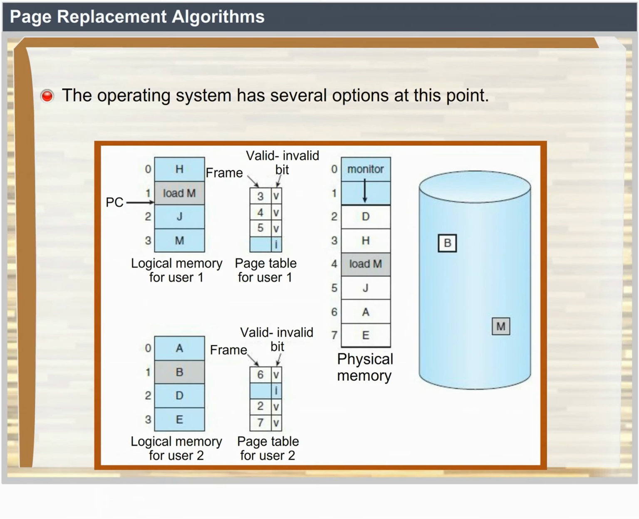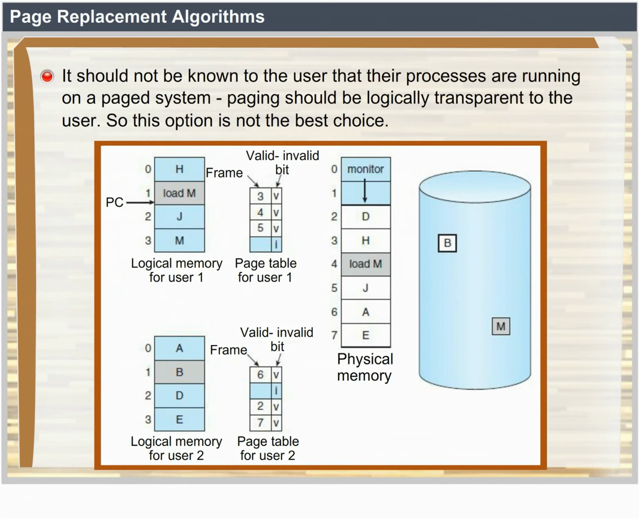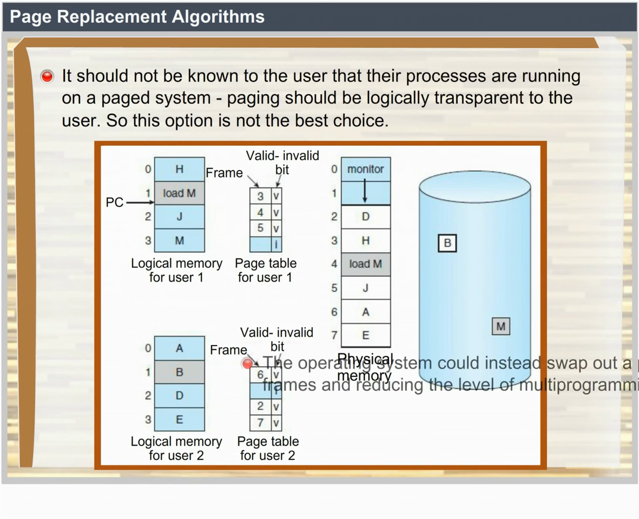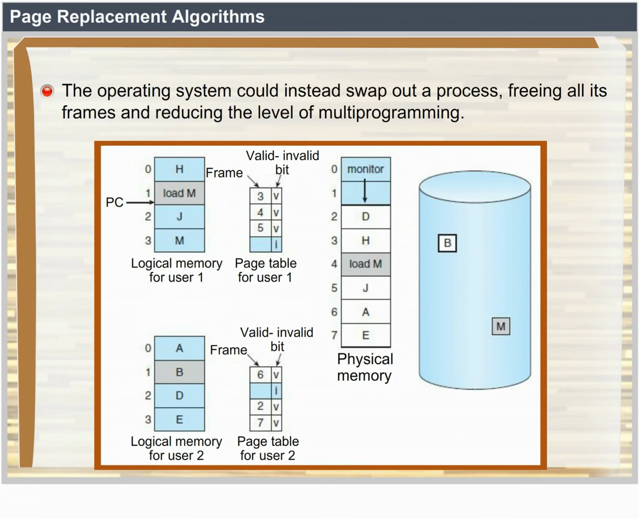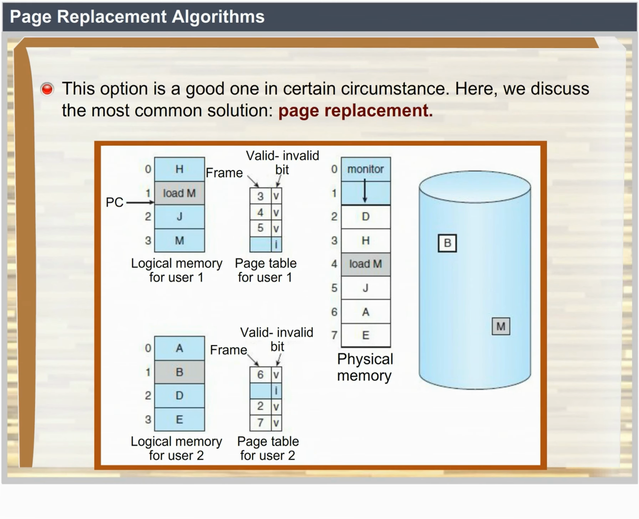The operating system has several options at this point. It could terminate the user process. However, demand paging is the operating system's attempt to improve the computer system's utilization and throughput. Users should not be aware that their processes are running on a page system. Paging should be logically transparent to the user, so this option is not the best choice. The operating system could instead swap out a process, freeing all its frames and reducing the level of multiprogramming. This option is a good one in certain circumstances. Here, we discuss the most common solution, page replacement.